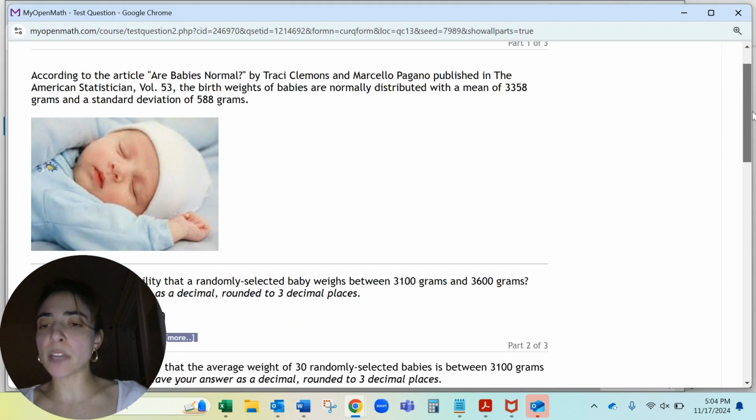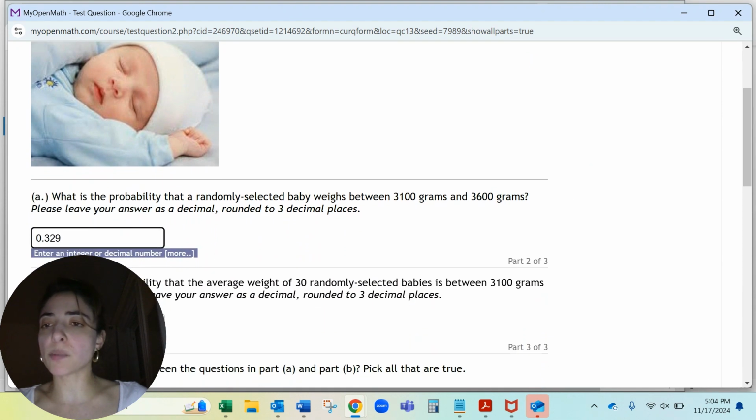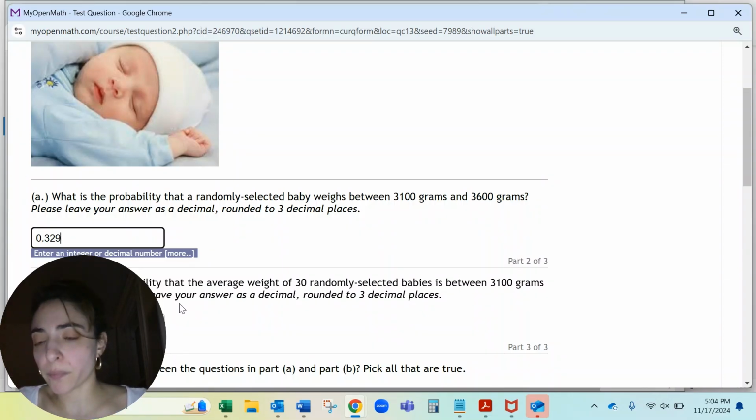So you've now used a normal probability calculator to answer the question of what is the probability that a randomly selected baby weighs between this and this. Now I'm going to move on to part B, and notice that the question is a little different. What is the probability that the average weight of 30 randomly selected babies? So 30 randomly selected babies is going to be a sample taken from a population.